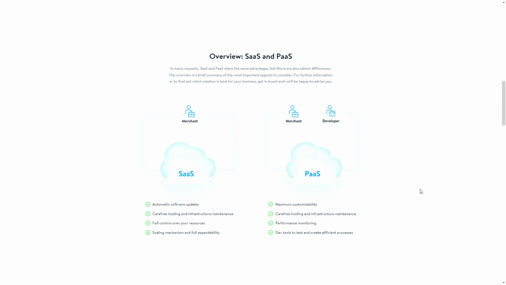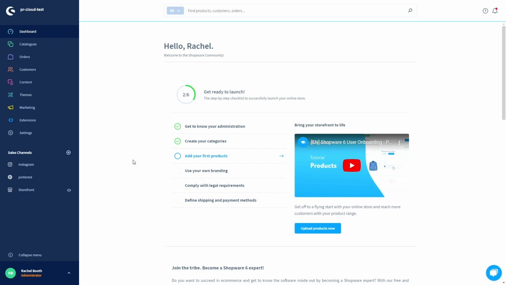Here we only take over the management and maintenance of the infrastructure and the hosting. Software updates, for example, have to be carried out by the merchant himself. In addition, the PaaS solution offers you maximum customization options through self-programming and the ecosystem. You are also offered developer tools and performance monitoring. All versions can be extended with apps from the store and self-developed apps.